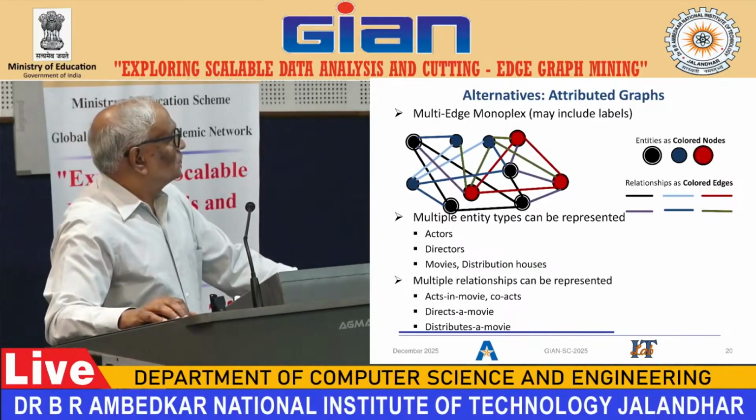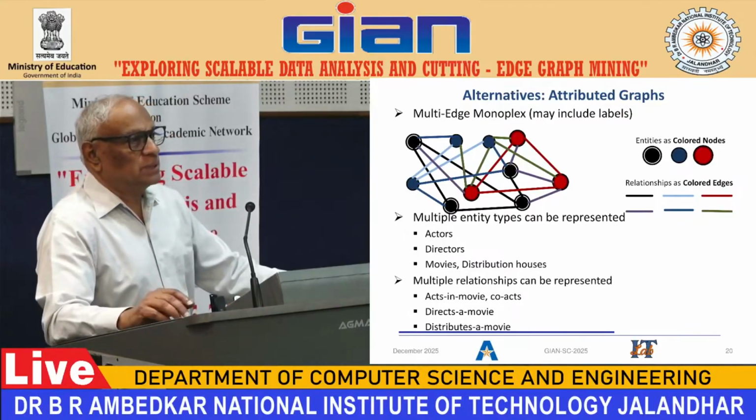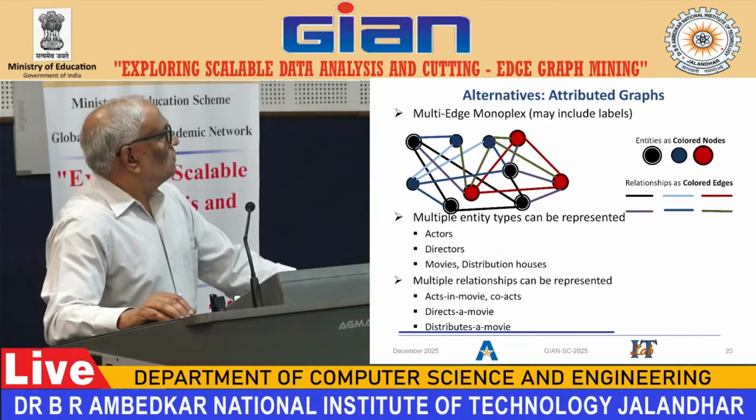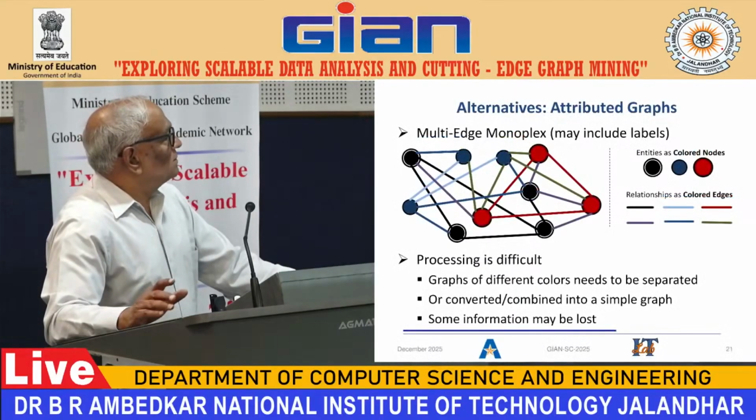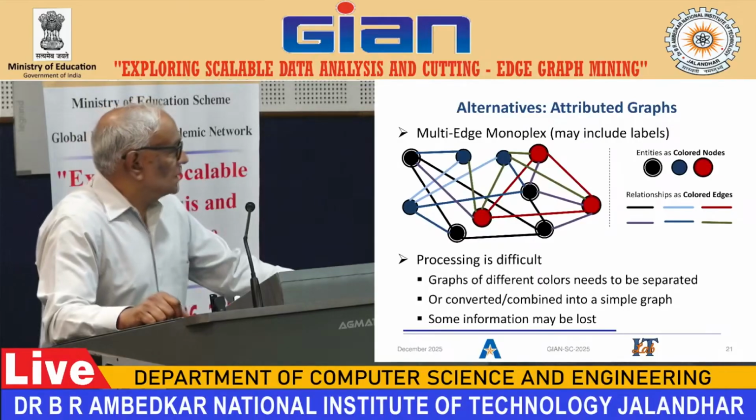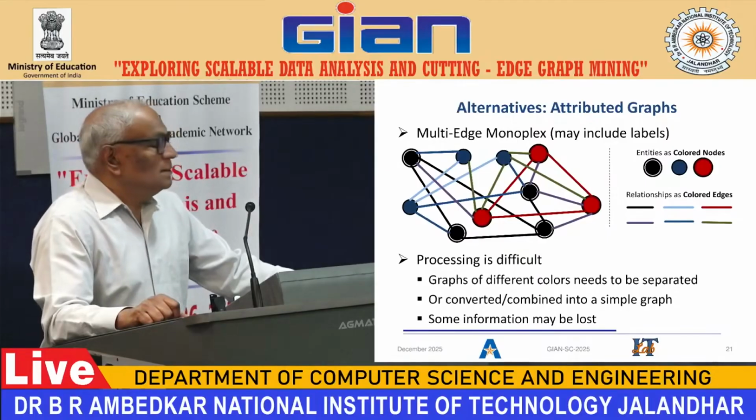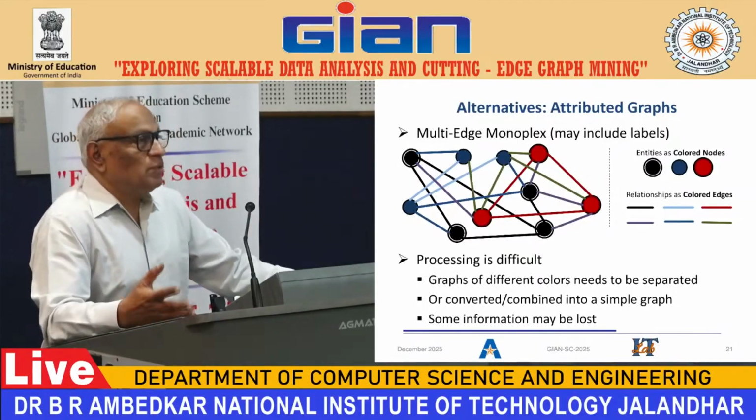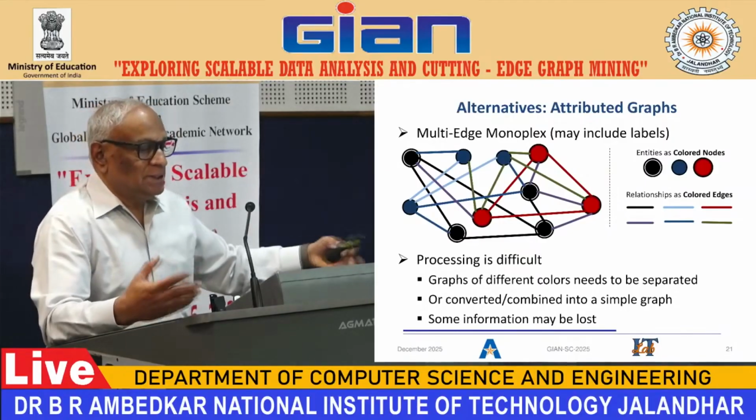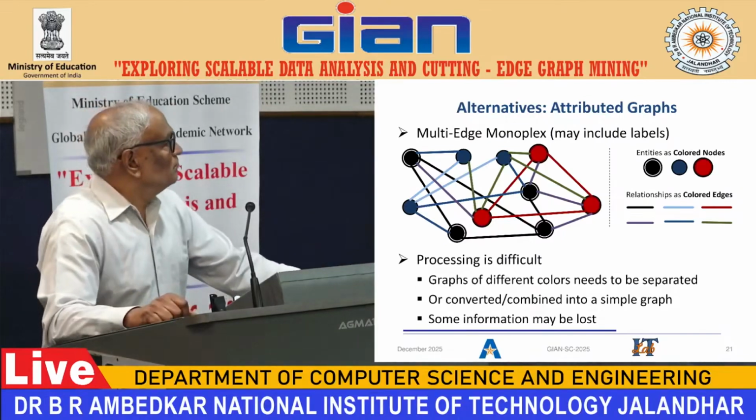Okay. So you can see how this graph is quite different from the previous one. So, multi-edge monoplex may include labels. Processing is difficult. Graphs of different colors need to be separated or converted, combined into a simple graph. And during that process, information may be lost. If you just say all nodes are similar, then there is some loss of information.